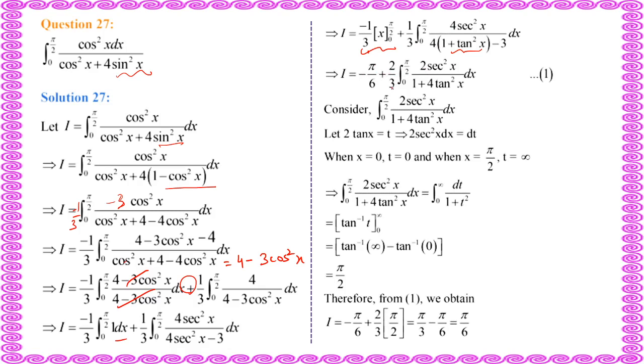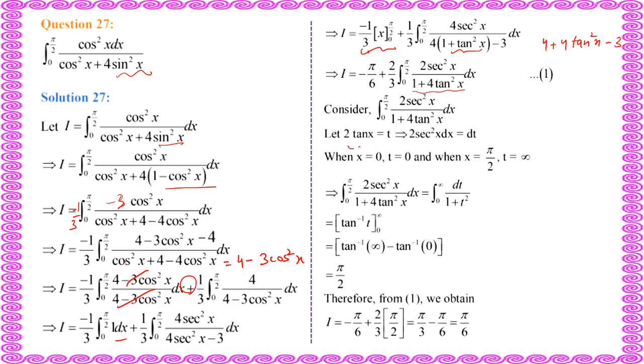How are we getting 2 by 3? We have taken 2 from here. So 2 by 3 and 2 sec square x upon 1 plus 4 tan square x, because when we open it, it will be 4 plus 4 tan square x minus 3, right? So 4 minus 3, that is 1. 1 plus 4 tan square x.